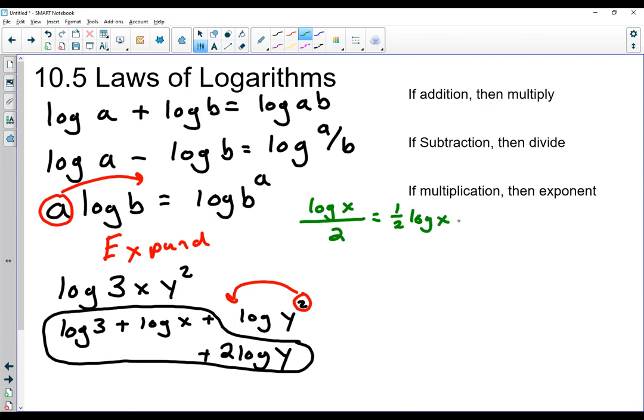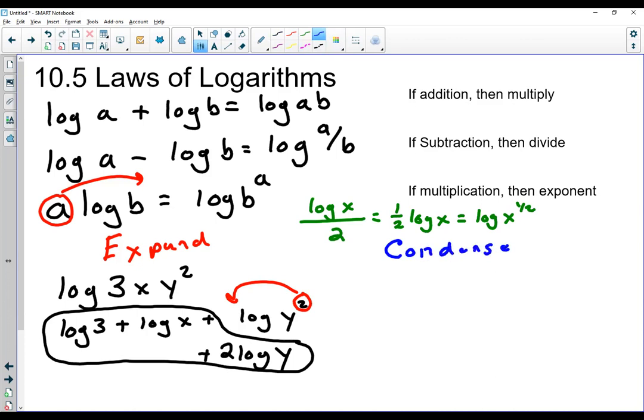Once it looks like that, is it obvious what I need to do? It would be log x to the 1/2 power. Good, log x to the 1/2 power, because that's the rule, a log b equals log b to the a.